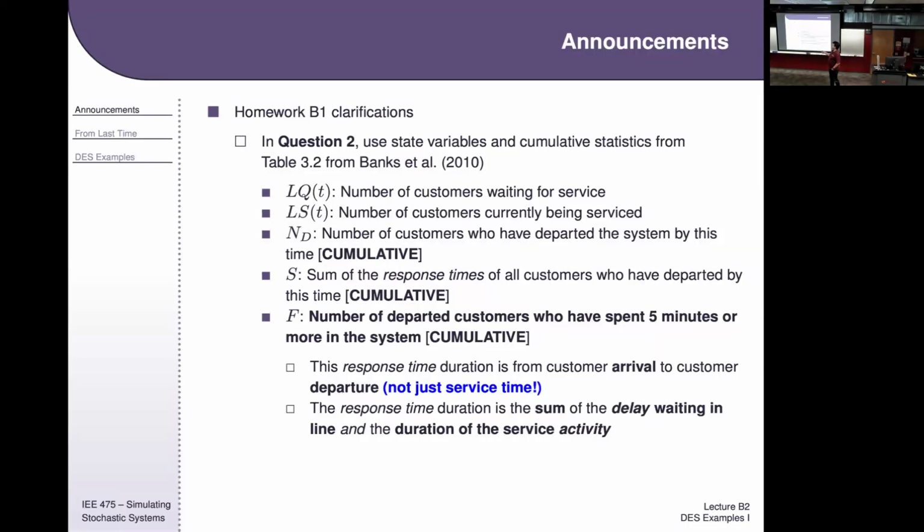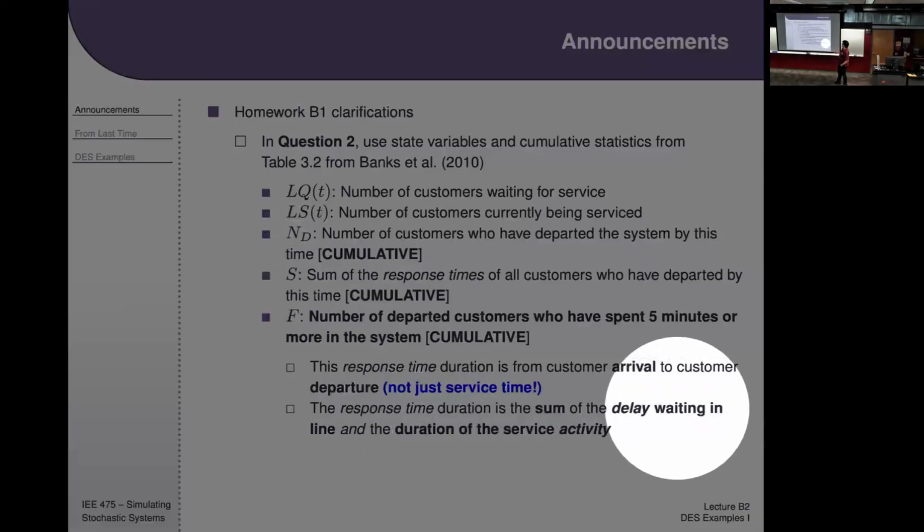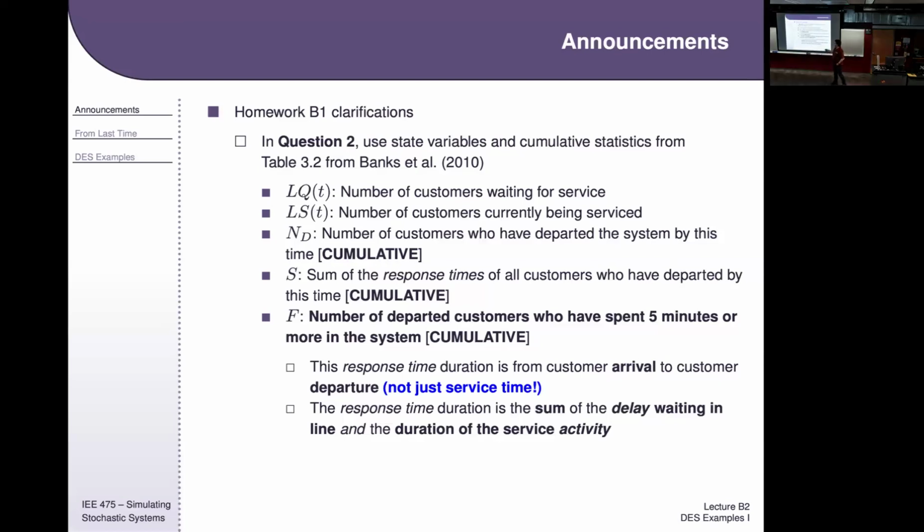S will always increase, but it'll increase by a variable amount of time depending on how long they spent in the system. So response time is just the difference between the departure time minus the arrival time. That's the big reason why you have to keep track of arrival time, because when they depart, you need to know when they arrived so you can calculate that response time. That's why arrival time is an attribute on these entities. And then, like I said, the response time duration is the sum of the delay waiting plus the duration. But if you keep track of their arrival time, then it's easy to calculate that.